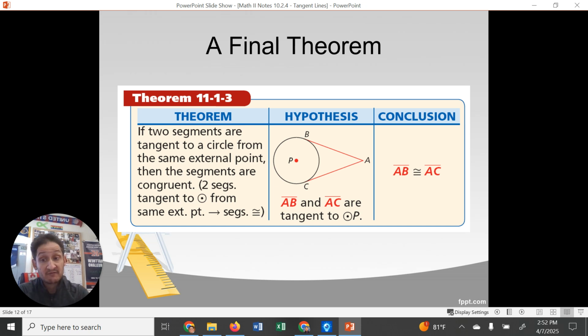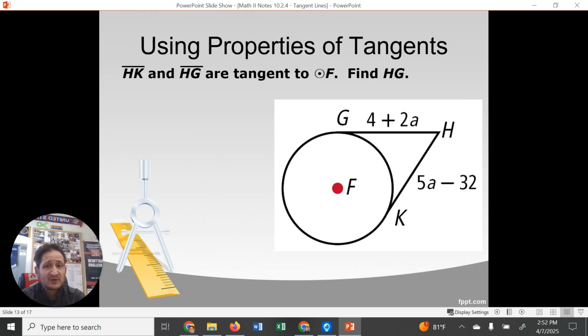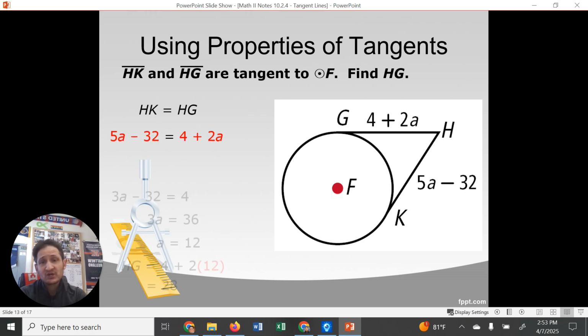And the last thing, granted it'll open up a lot of other stuff, is what happens when two segments are tangent to a circle at the same external point. Surprise! They're the same. Again, today's really straightforward. Tangents are great. Two tangents from a common external point, they're the same. So those two expressions are equal to one another. 4 plus 2a equals 5a minus 32. You're going to set them equal to one another, and you're going to solve.